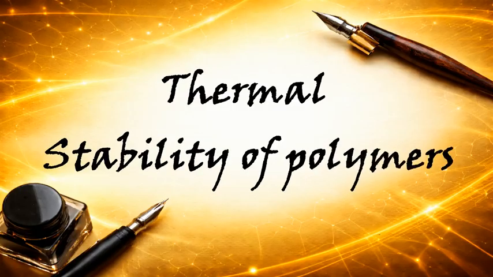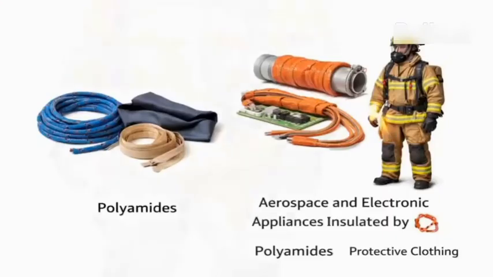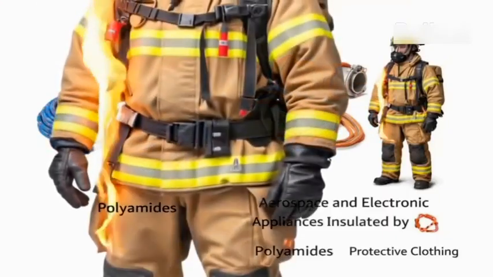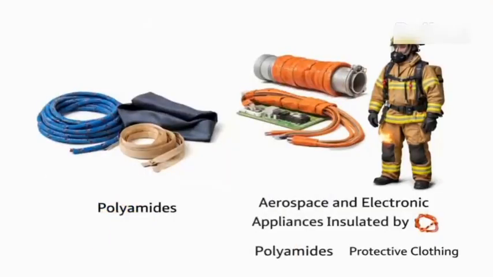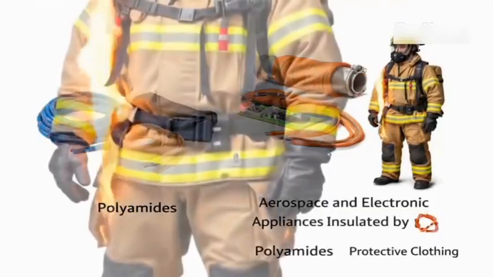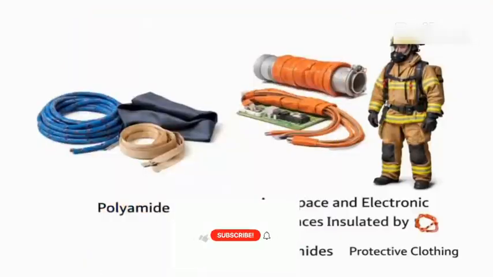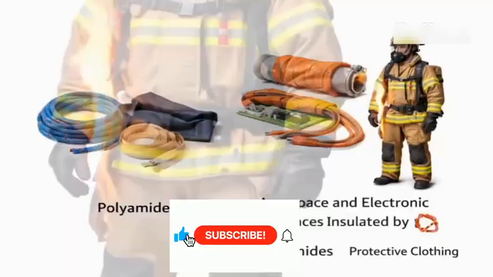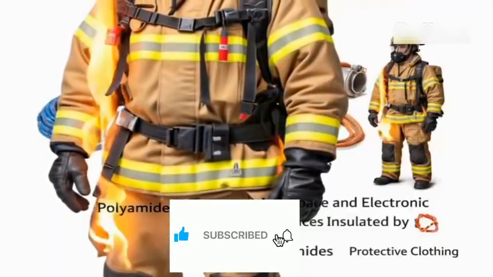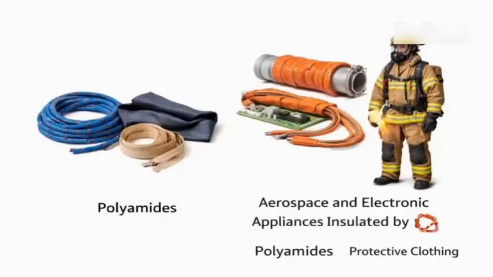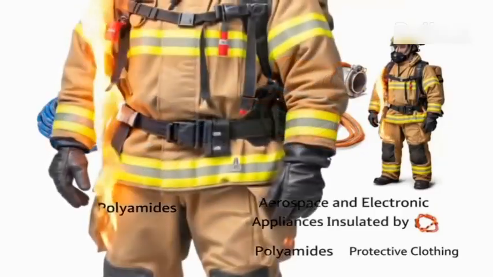Thermal stability properties. Some polymers have good resistance to high temperatures. Examples are polyimides. Because of this, they are used for making insulating wires for aerospace and electronics appliances. They are also used for producing protective clothing for firefighters and industrial workers.